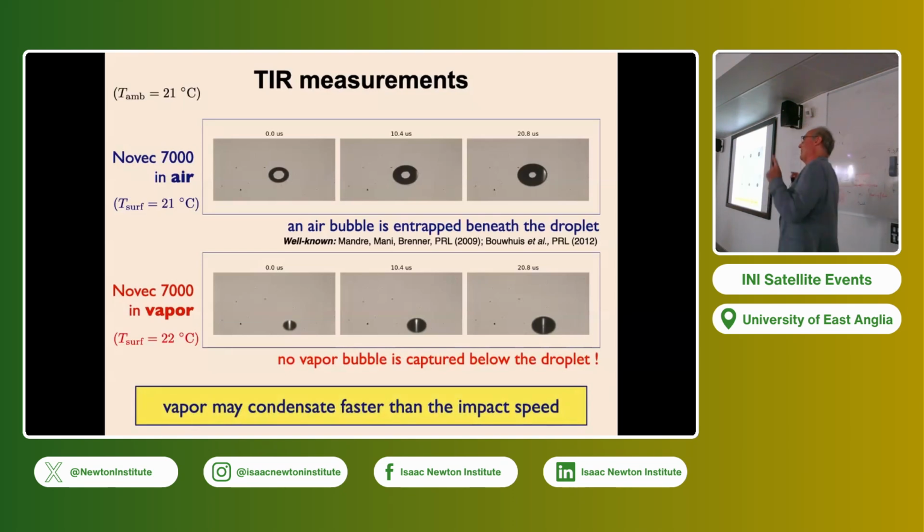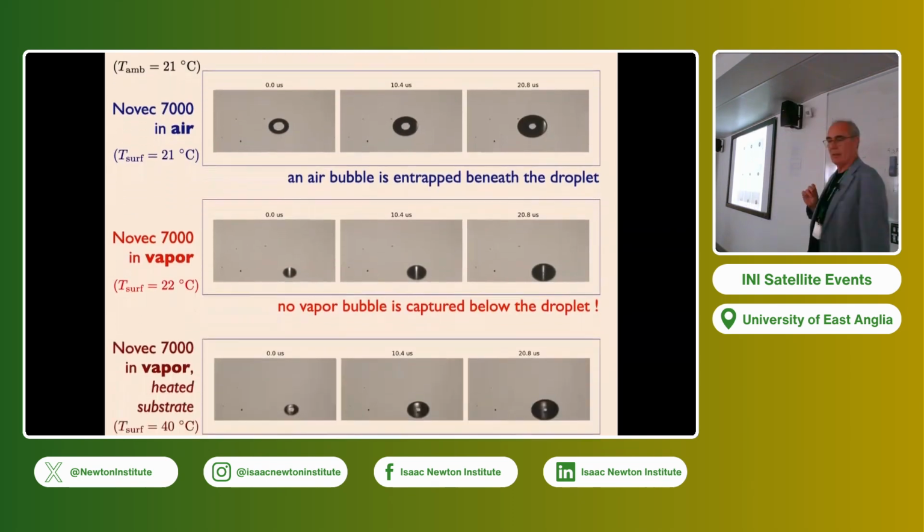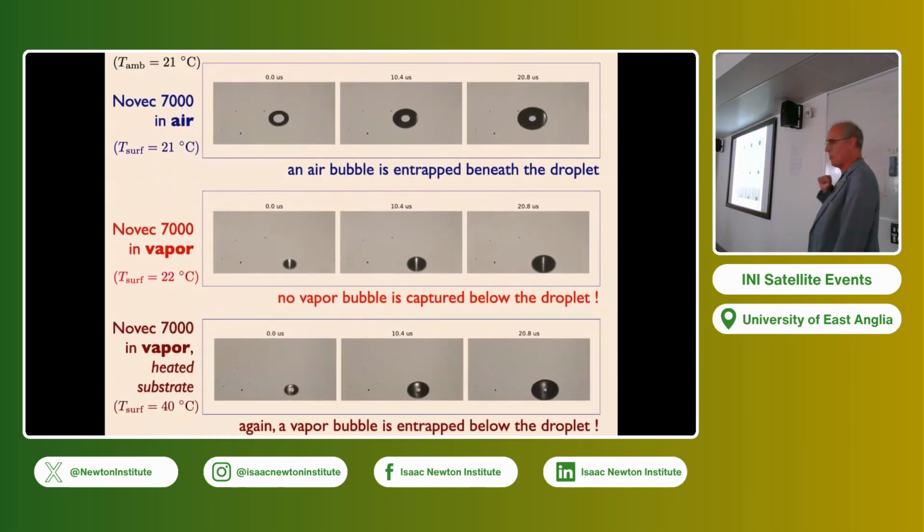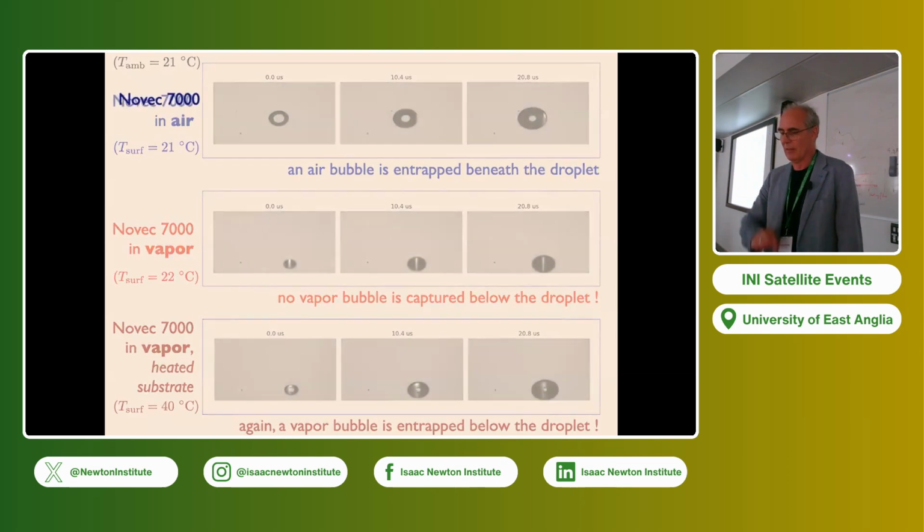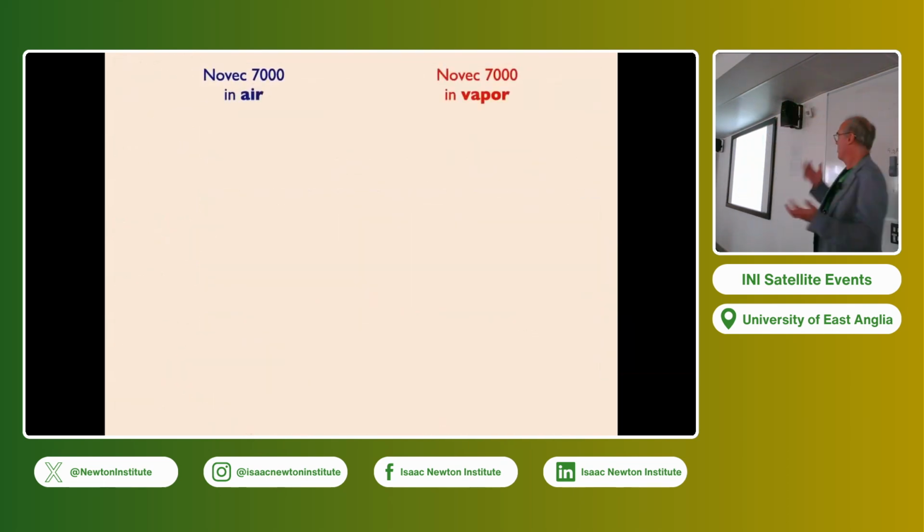I forgot to say that the reason why this happens, we think, is that vapor may condensate faster than the impact speed. So if we repeat the experiment at the higher substrate temperature, then we see that we start entrapping a bubble again. And so by heating the substrate, we can get a vapor bubble back to be entrapped below the droplet. Now, so what is happening?